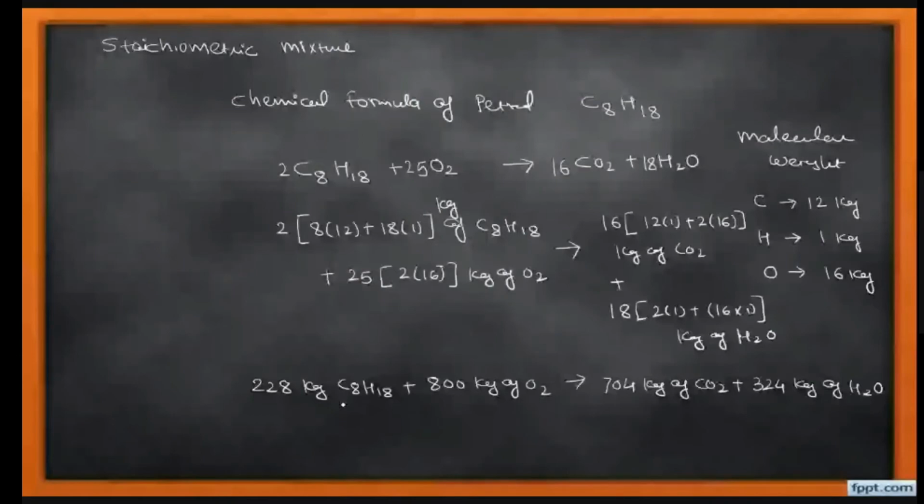So we need to divide all the elements by 228. Here we get 1 kg of C8H18 plus 800 divided by 228 kg of O2, which produces 704 divided by 228 kg of CO2 plus 324 divided by 228 kg of H2O.